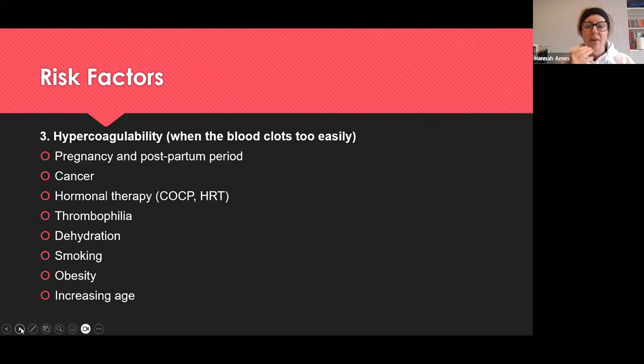And then the third group of risk factors is when the blood clots too easily. So this can be quite common in pregnancy, patients with cancer, certain hormonal therapies, dehydration, smoking, obesity, and increasing age. So we could expect maybe our patient has a history of smoking, obesity, and be an older patient. So things to be thinking about in terms of what could we expect in this new scenario.